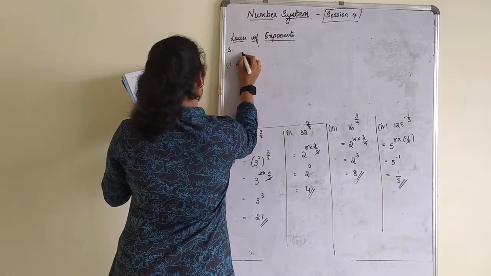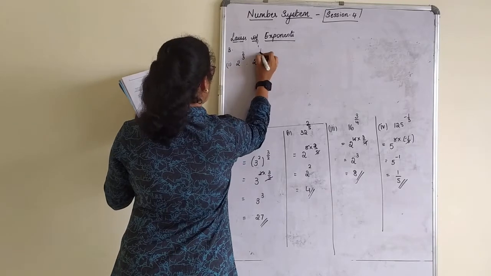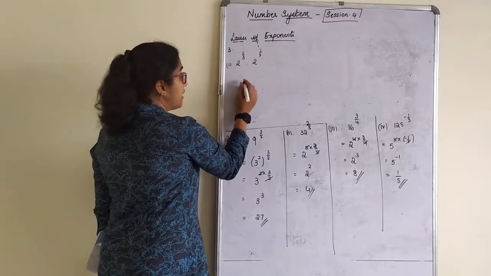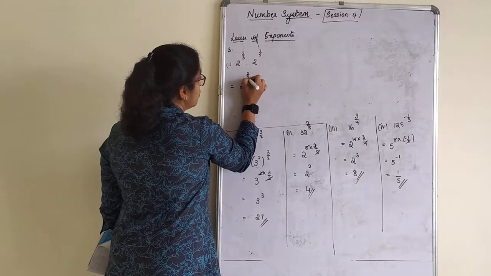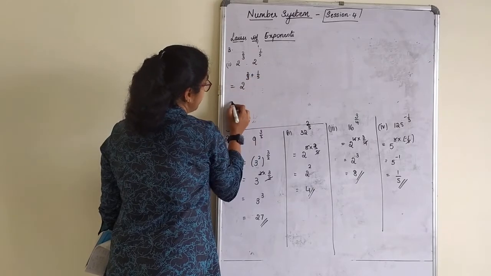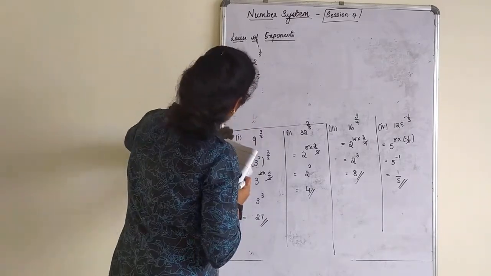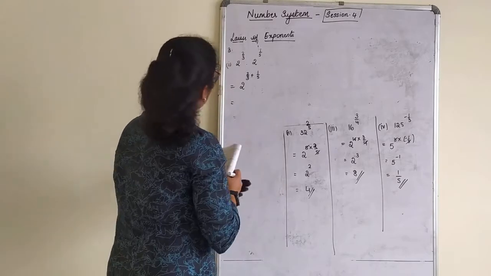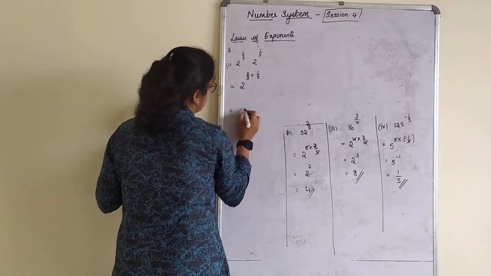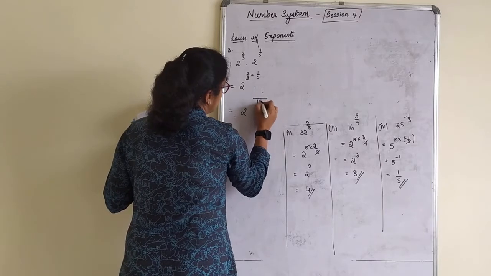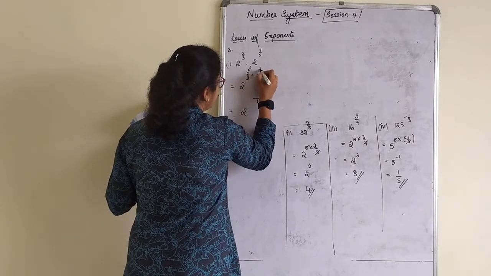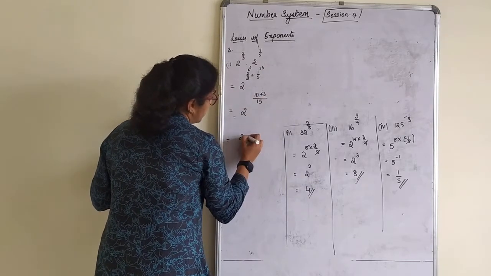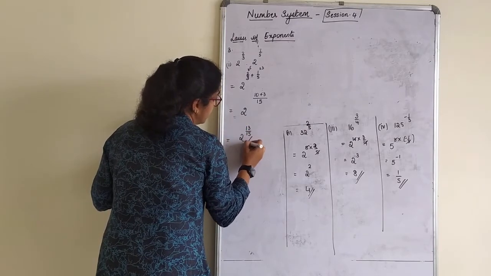First one, 2 raised to 2 by 3 into 2 raised to 1 by 5. This dot indicates into sign. So first law we have to apply: 2 raised to 2 by 3 plus 1 by 5. The calculation goes. 5 and 3 LCM is 15. So 5 2s are 10 plus 3. So 2 raised to 13 upon 15 is the answer.